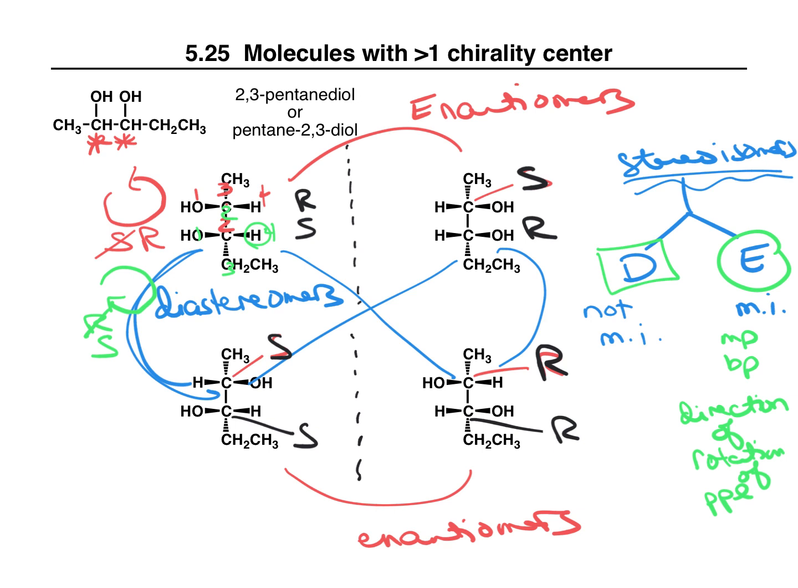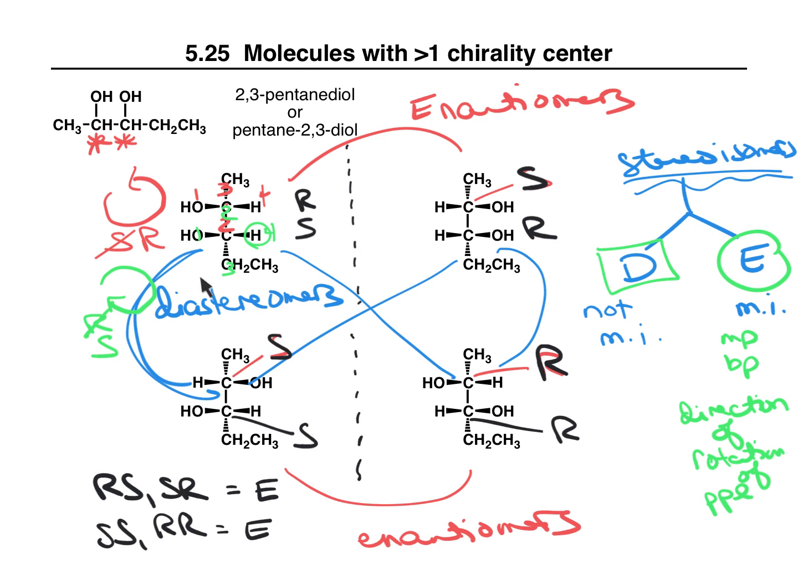Now look at the relationship between enantiomers, diastereomers, and RS, where we have RS and SR, those are enantiomers. Where we have SS and RR, those are also enantiomers. So when all of the chirality centers have the opposite configuration, then we are talking about enantiomers.